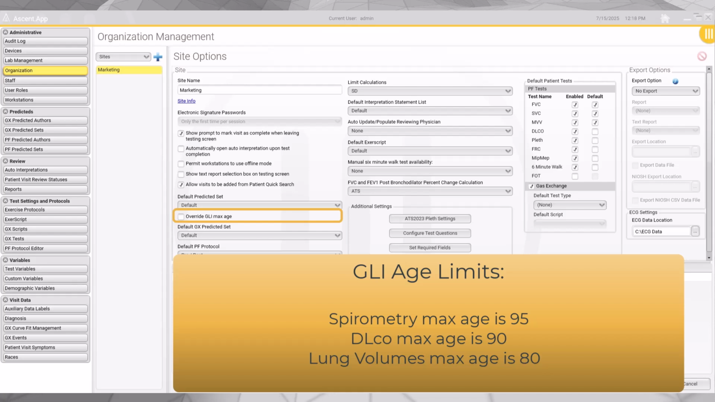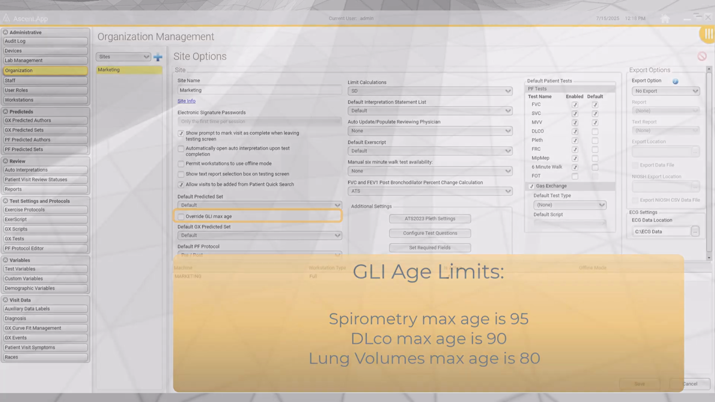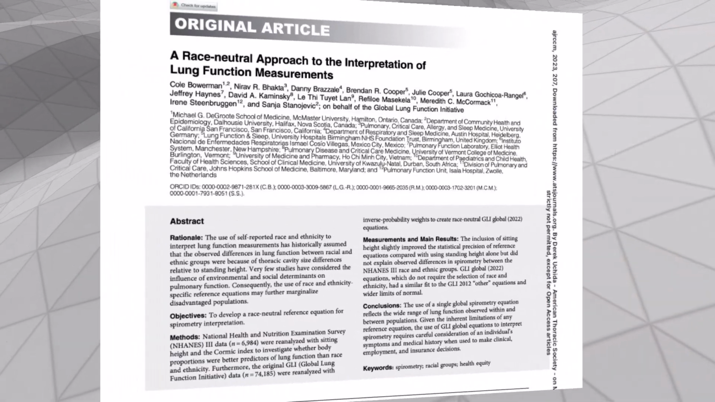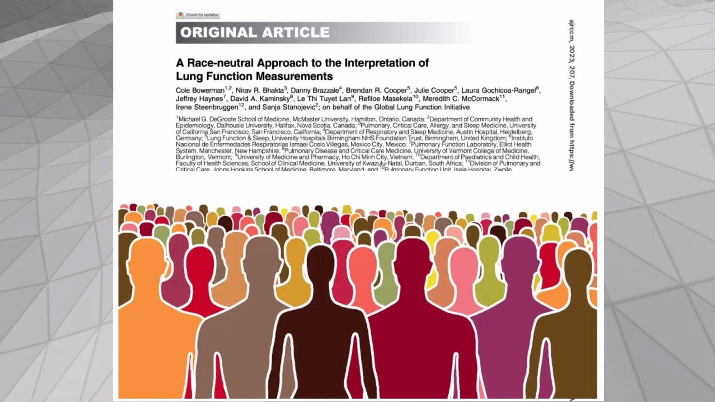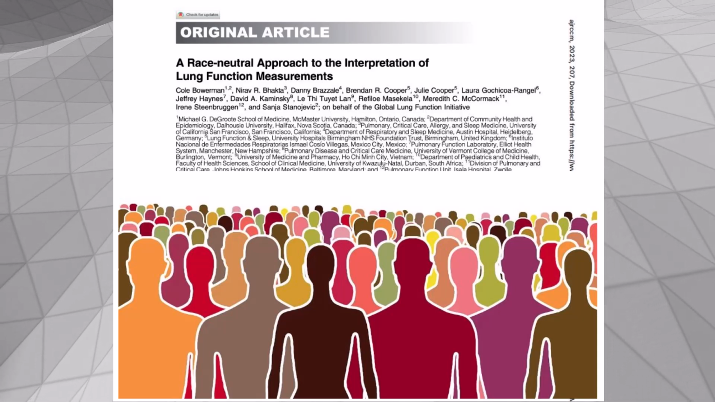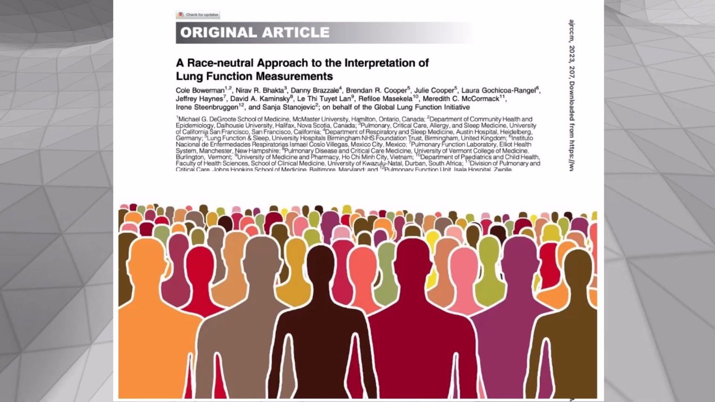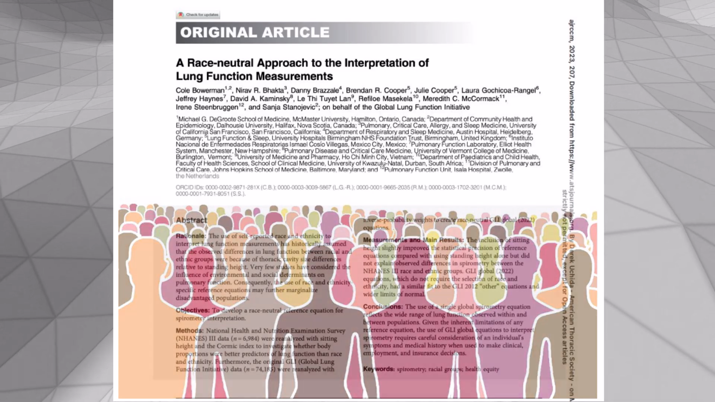It should be noted that the maximum age ranges for DLCO and lung volumes are different from spirometry. For DLCO, the maximum age is 90, while the maximum age for lung volumes is 80. In 2022, GLI released another document in which they reanalyzed the original GLI 2012 data to create race-neutral equations. These are also sometimes called global equations.